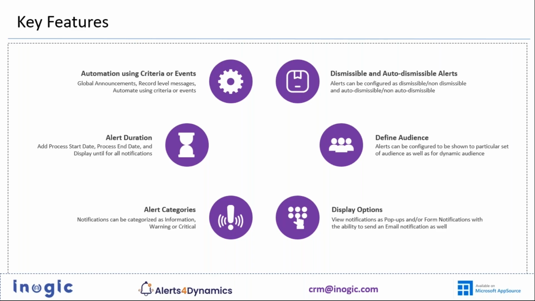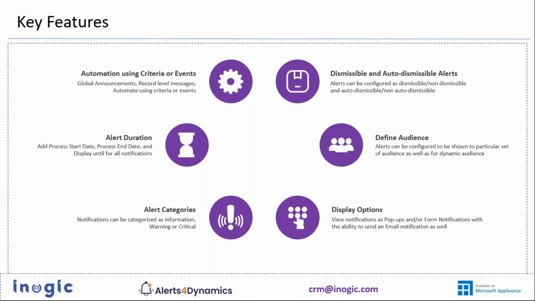And alert categories. So you can also categorize the alerts that you want to send to the target audience whom you set. You can send it as a warning, information, or critical. If it is a critical, the user may immediately act upon it and start implementing the right actions at the right time. So that's how you can categorize the alerts, whether you want to send it at an information, warning, or critical level.